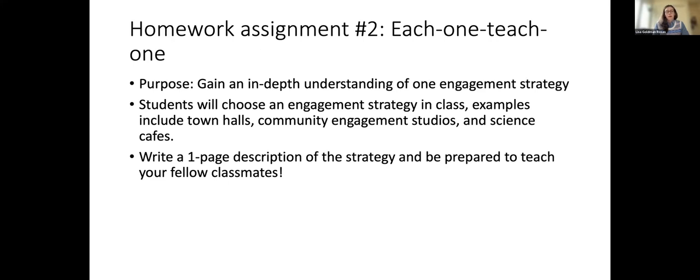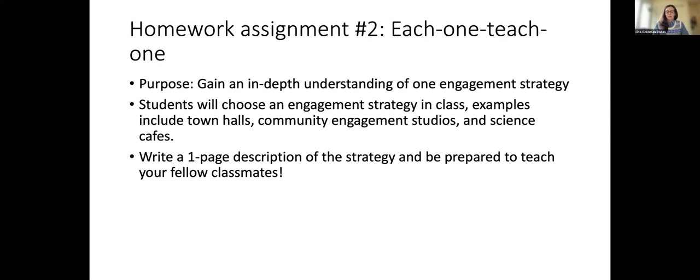you're going to teach everybody else about that one that you learned about. The beautiful thing is you don't have to do it by yourself because several students will be assigned to the same strategy. You'll do the assignment on your own, but then when you come to class, you get to work in a group, develop some slides, and teach the rest of us more about that community engagement strategy.